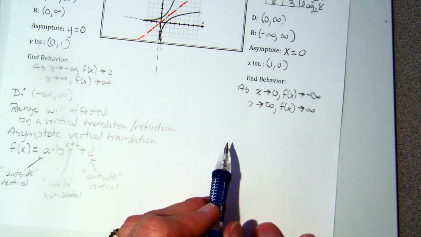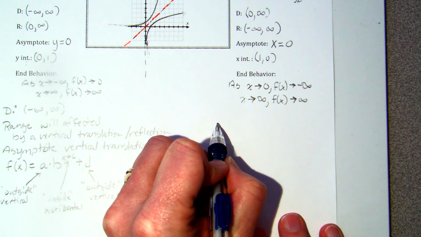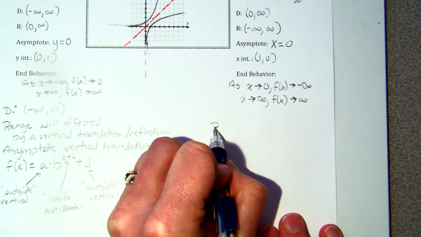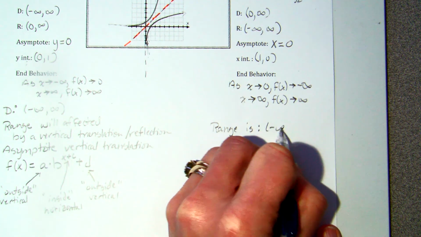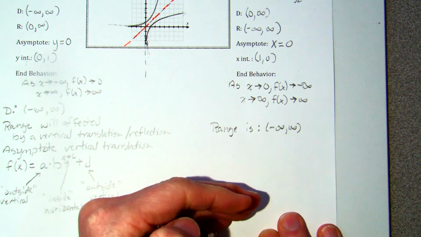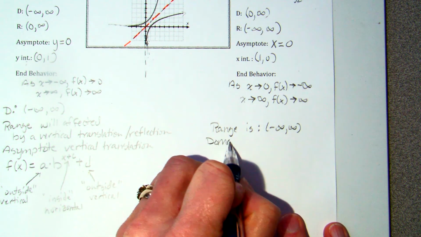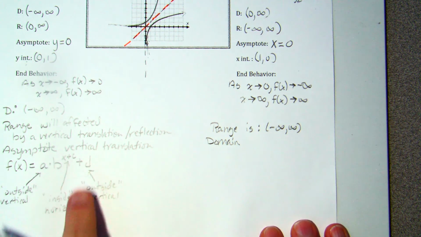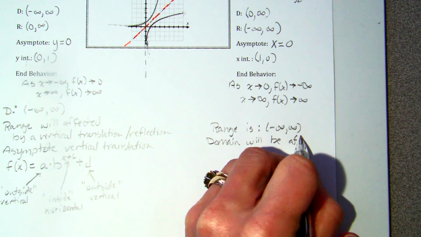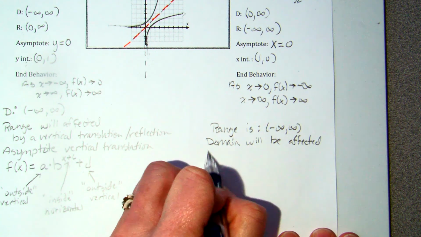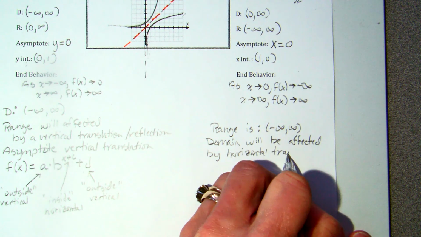Now, on the logarithmic function, the range is always going to be all real numbers. The range is not going to be affected at all. It's going to be all real numbers. It doesn't matter if you shift up or down. If you shift left or right, that range is still going to be all real numbers. The domain, however, all this information is going to flip-flop. The domain will be affected by a horizontal translation or reflection.